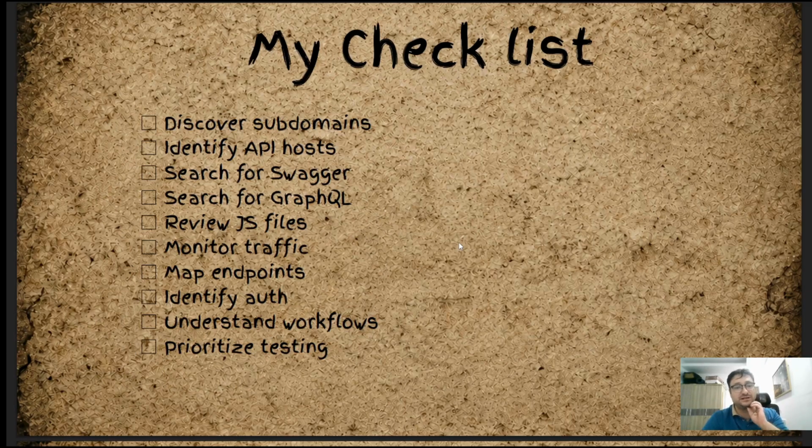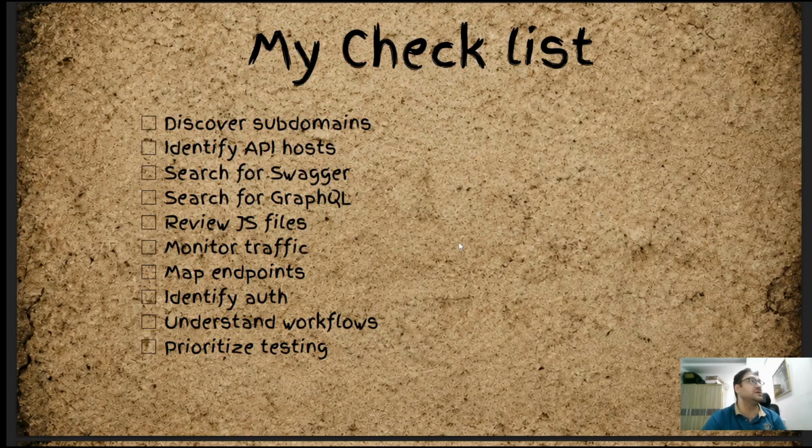Okay, so here's my checklist. So first thing you want to do is you need to know your scope. So obviously what our target is. Then you need to go into discovery. So subdomains, identify the API hosts. You need to search for the Swagger or OpenAPI doc. Search for GraphQL or APIs, whatever you want to find. Review JS files. You really should look at that. Monitor traffic. Throw that in Caido, Burp, see what it's doing. See how much traffic you get.